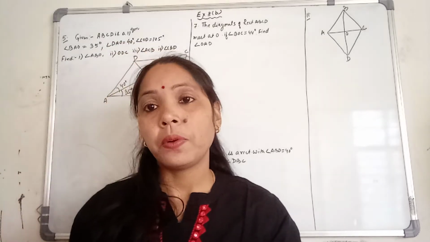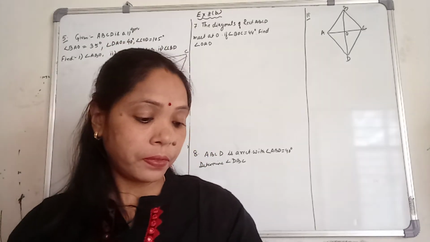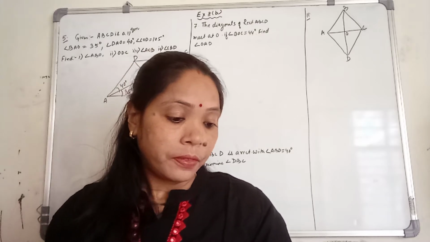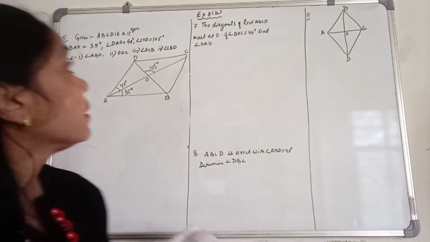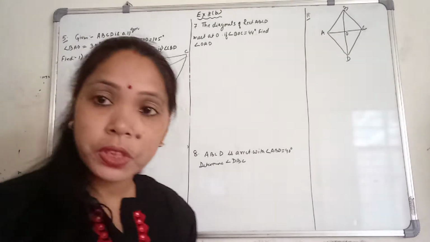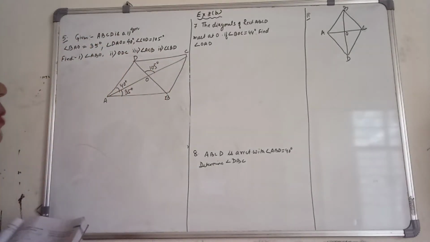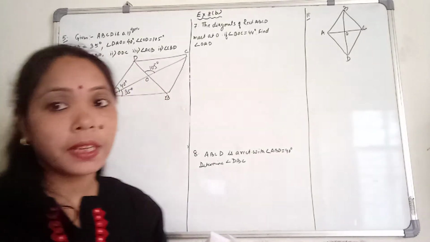In today's class, we are going to discuss question number 5, 7, 8 and 11 from exercise 8b. Let's start with question number 5. In question number 5, one parallelogram is given.